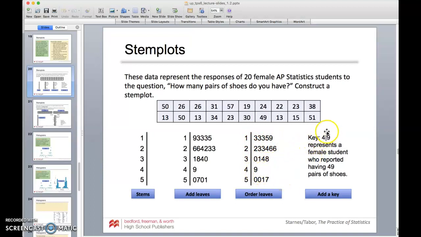If we have a 4 and then the line, the 9, that means 49. Now we could have picked any one we wanted to. We could have used 1 | 3 means 13. So it's your choice, but it's just important to have that key involved with that.